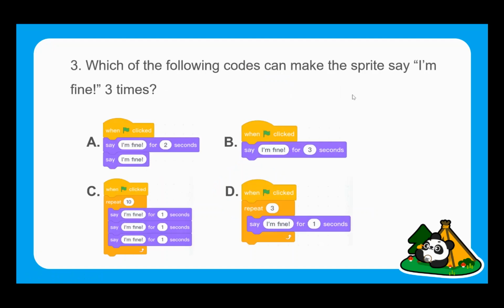Number 3, last but not least, which of the following codes can make the sprite say "I'm fine" 3 times? So this is making use of those repeat or loop blocks we made use of. So just take a quick scan of these different options. Think to yourself which one of these you think would be the correct one to get the sprite to say "I'm fine" 3 times. Bit of a tricky one, but hopefully we've all got the correct answer. It is, of course, D.